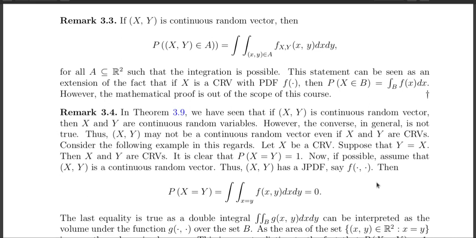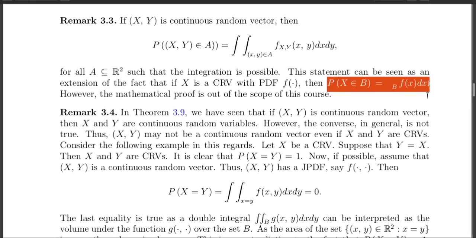Remark 3.3 is basically a straightforward extension of the fact that if you have a continuous random variable x with density function small f, and I want to find the probability that x belongs to B, I can find it by integrating the density function over the set B. Obviously, I am assuming here that B is a set for which the integration is meaningful. Okay, clear? So this can be easily extended to multiple dimensions.